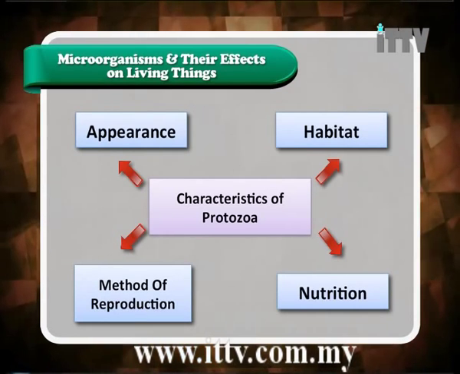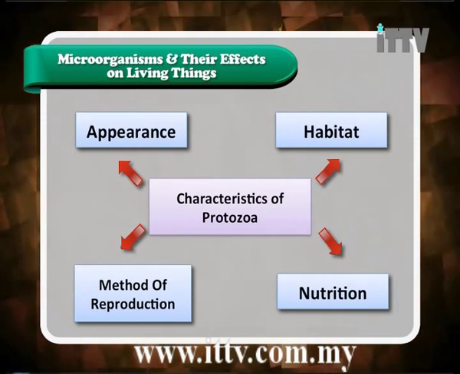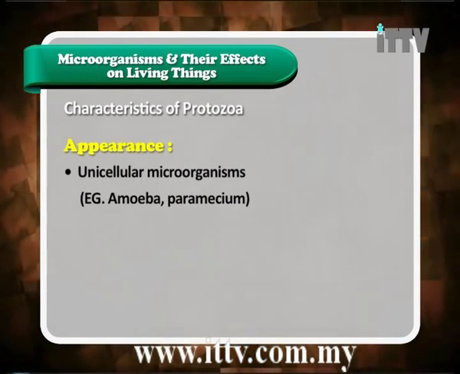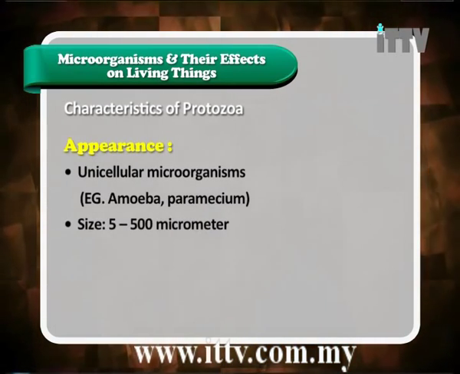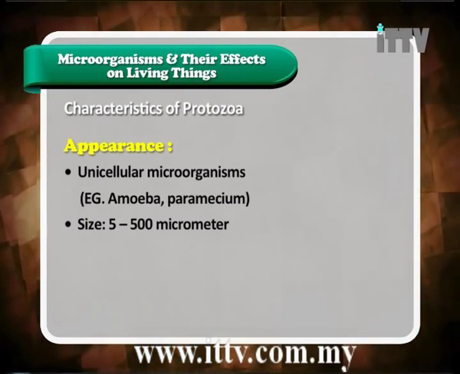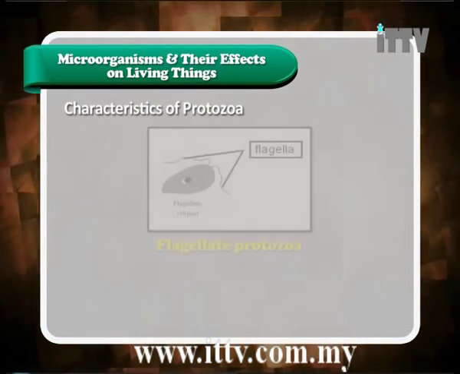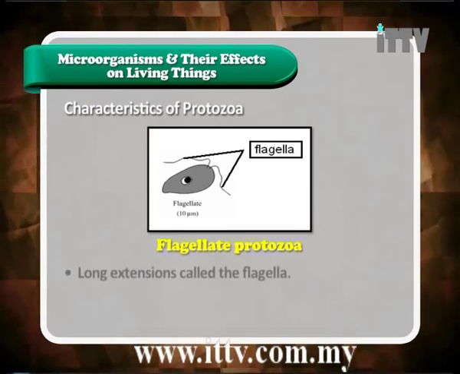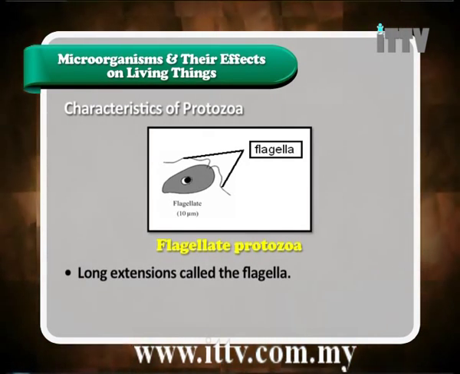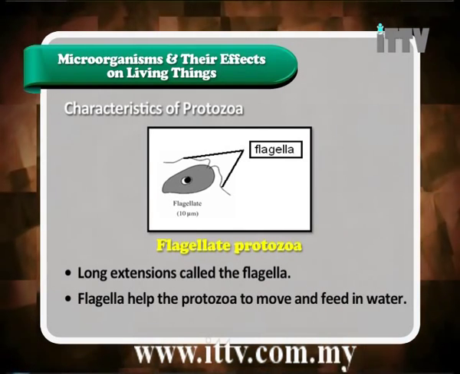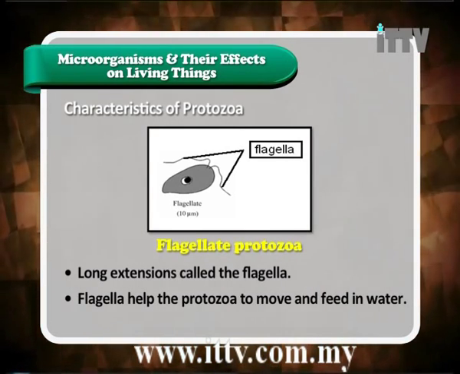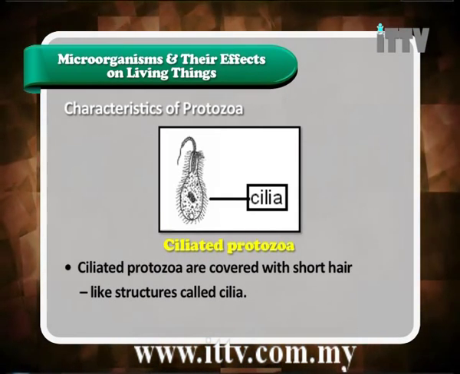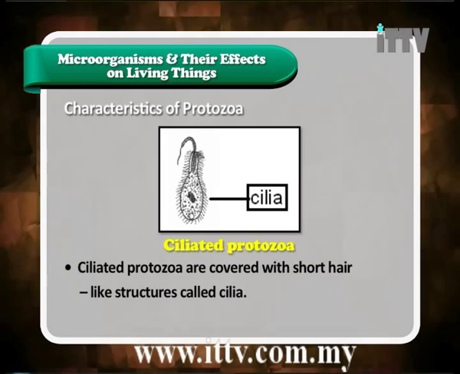Now let's look at the characteristics of protozoa in terms of appearance. Protozoa are unicellular microorganisms. Their size ranges from 5 micrometers to 500 micrometers. There are different types of protozoa. The flagellata protozoa have long extensions called flagella. The flagella help the protozoa to move and feed in water. The ciliated protozoa are covered with short hair-like structures called cilia.